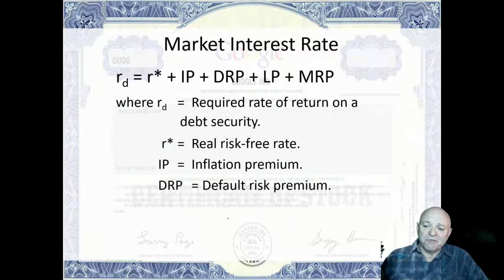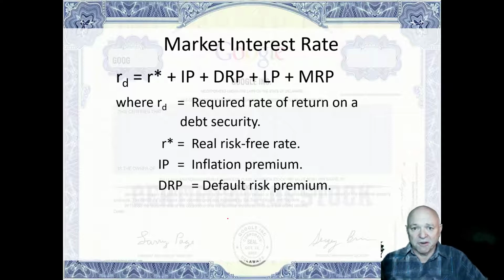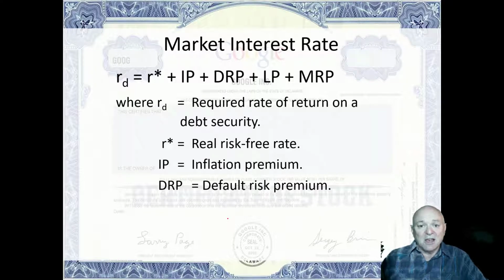DRP is the default risk premium, an extra payment that we require for investing in a riskier investment. So a very high-risk junk bond would have a very high default risk premium. An investment in a AAA-rated blue-chip company would require a lower default risk premium.